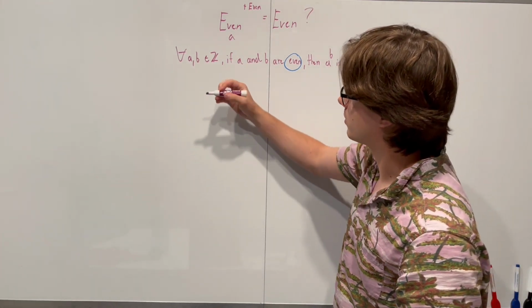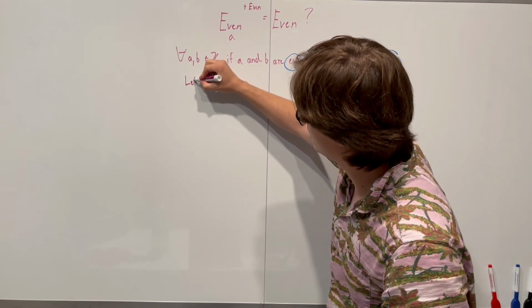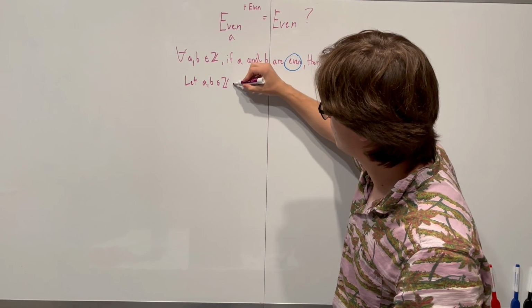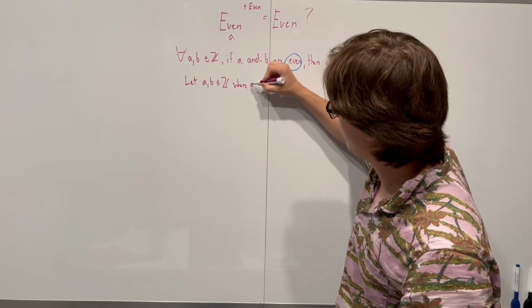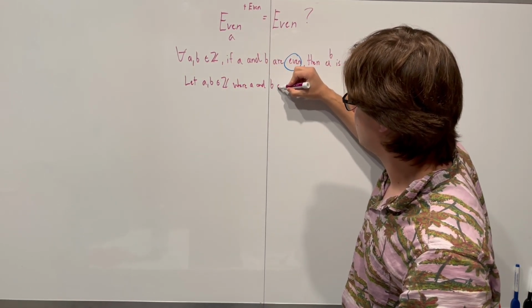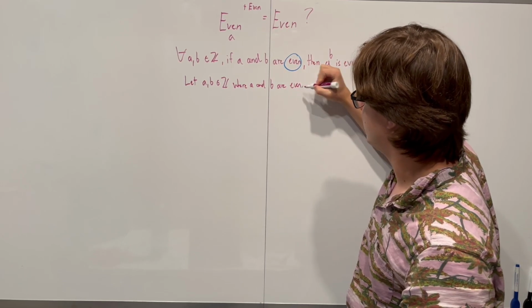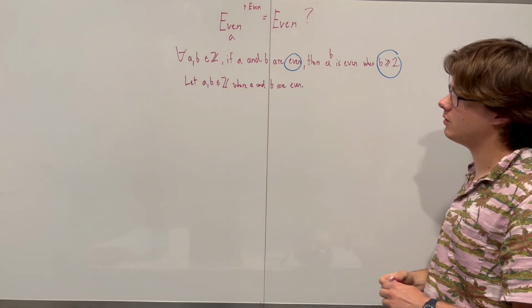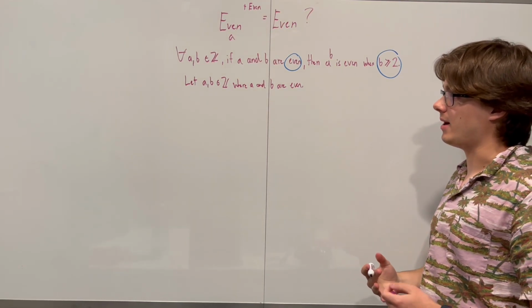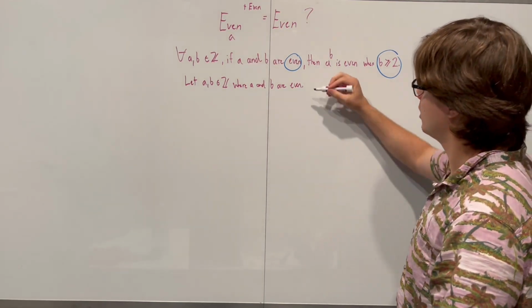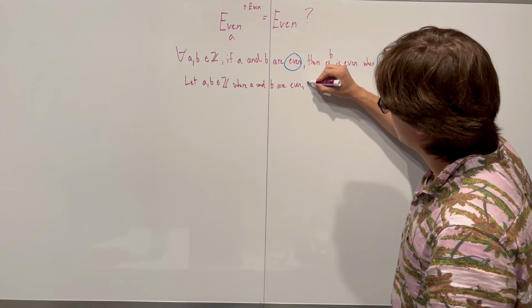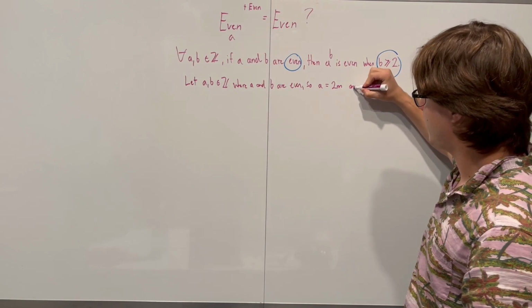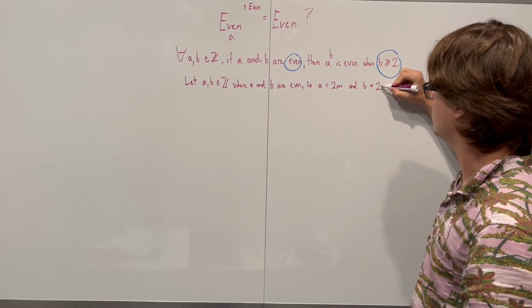Well, it's a for all proof, so we always start with a let. So what do we let? We let some integers a and b exist where a and b are even. Then we should more explicitly define what it means for a and b to be even, or put them into some mathematical formula that we can actually use. So we can then say a is equal to 2m and b is equal to 2n.